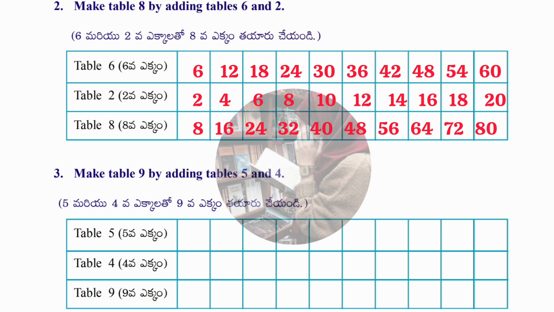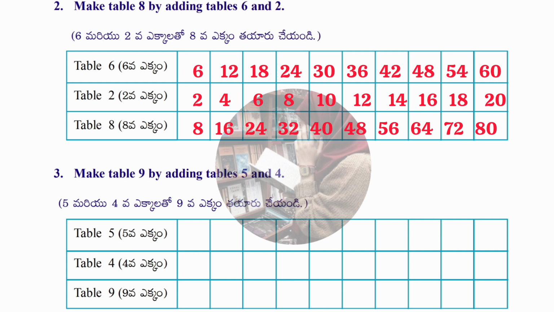Let's see. 6 plus 2 is 8, 12 plus 4 is 16, 18 plus 6 is 24, 24 plus 8 is 32, 30 plus 10 is 40, 36 plus 12 is 48, 42 plus 14 is 56, 48 plus 16 is 64, 54 plus 18 is 72 and 60 plus 20 is 80. If you have doubt, just go through the 8 table.